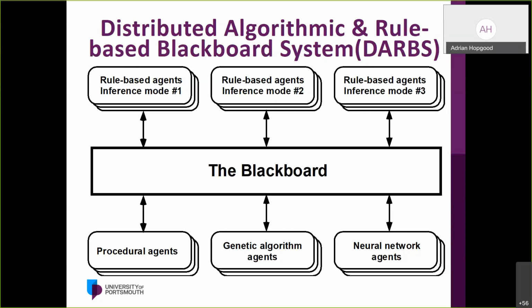But the agents can be whatever you want. With DARBS, it's just a framework. It is freely available. I do need to upload the newer version to the website, but it is freely available. And the agents can be whatever technique you want. So typically we'll be mixing rule-based, knowledge-based agents with specialized dedicated software modules, plus genetic algorithms, plus neural networks, plus whatever else you want.